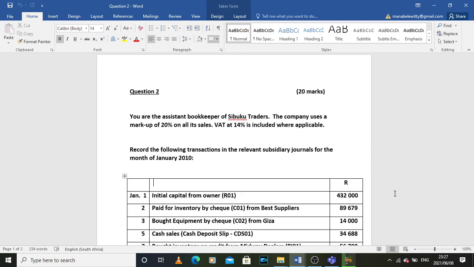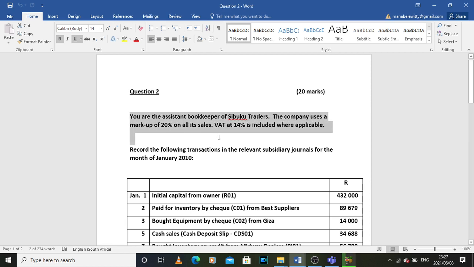Whatever the business receives through returns made by the customers is DAJ, meaning that all returns to the business go in the DAJ. Whatever the business is buying on credit is CJ. If the business returns goods, it's CAJ. So in this case, we are answering question number 2.